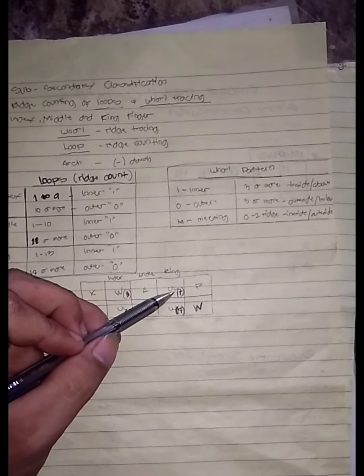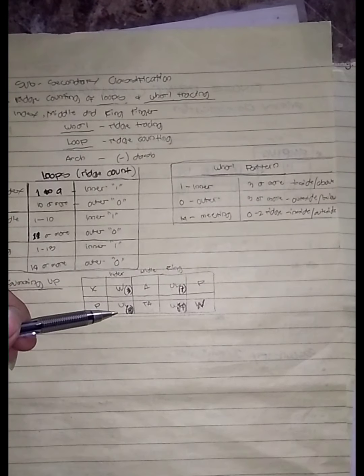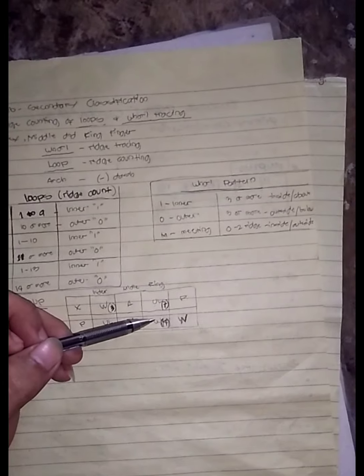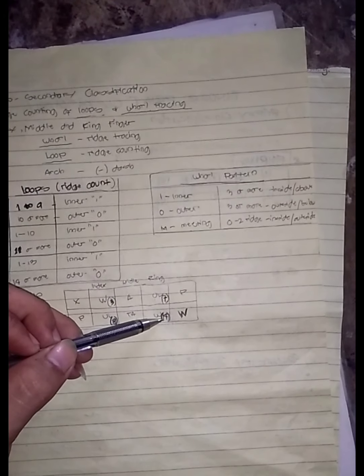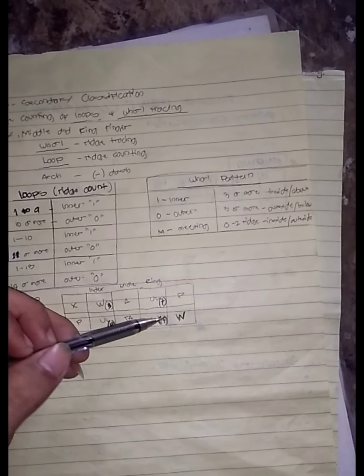Then, in a ring, ulnar loop has the number of 7. Then, it belongs to the inner. In the index again, then, ulnar loop has the number of 8. So, it belongs to inner again. Then, whorl has the number of 14. Then, it belongs to the outer.